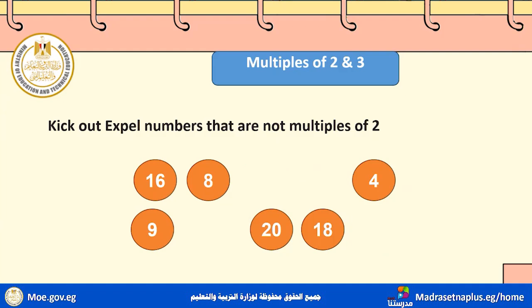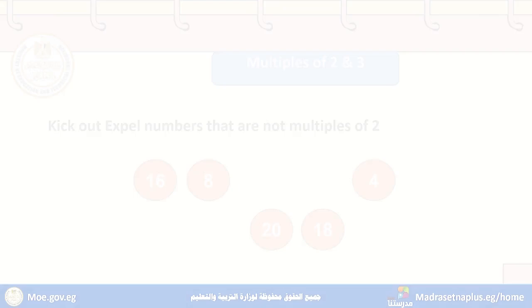27, 9. Yes. What about the left numbers? 16, 8, 20, 18, and 4. Are these numbers multiples of 2 or not? Your turn. I think you agree with me. All of these numbers are multiples of 2, so I can't kick any more.